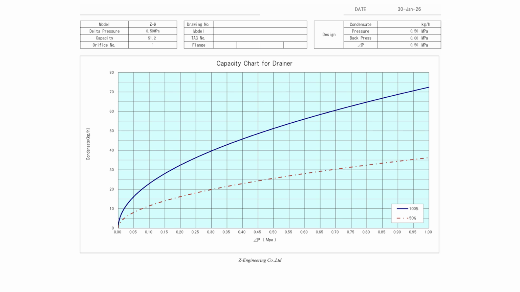This graph shows the discharge capacity of an orifice steam trap. The horizontal axis is differential pressure. The vertical axis is discharge capacity per hour. The discharge capacity is determined by two factors: differential pressure and orifice diameter. As differential pressure increases, discharge capacity also increases.